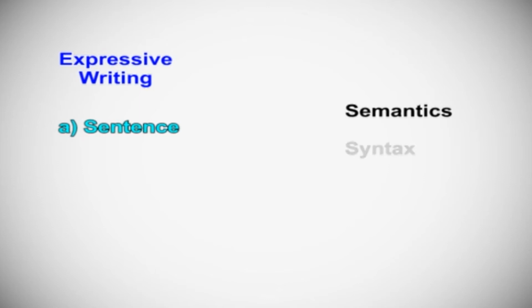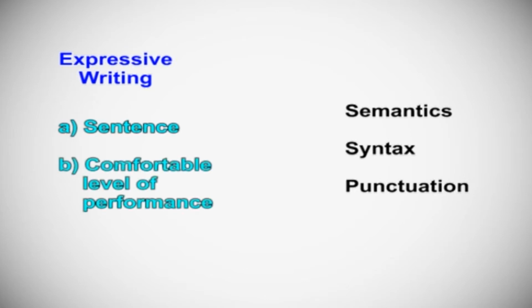Then we move on to expressive writing. Here we look at the sentence. Under sentence, we have to look at the semantics, the syntax, and the punctuation. We also look at the comfortable level of performance. That means whether the child is able to write at first level, second level, third level, or fourth level. Accordingly, prepare the action plan as to where to start. And we always have to keep in mind that when we prepare an action plan, the starting point should be the comfortable point of the child.